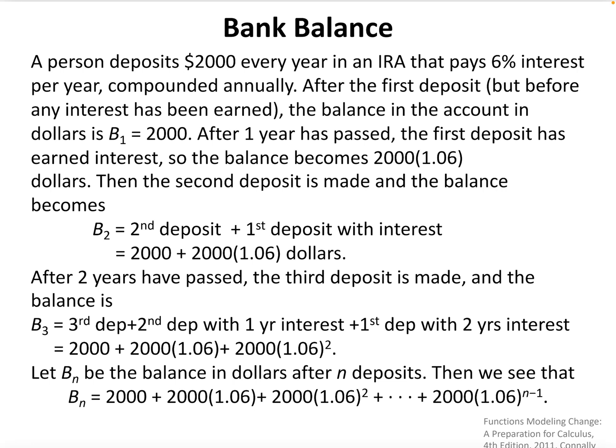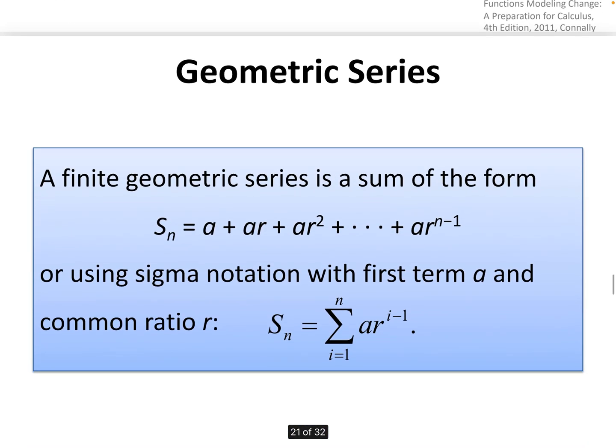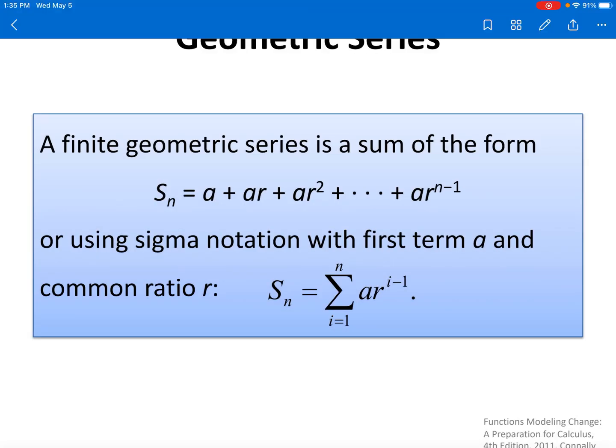So this continues to accrue interest, and so then we can see that the formula down here at the bottom, that the bank balance will be 2,000 plus 2,000 times 1.06 plus 2,000 times 1.06 squared, etc. And we would just keep adding those to the n minus 1 power. This is what we call a geometric series. Very much like the arithmetic series previously, but now we're going to have a geometric method to solve these.